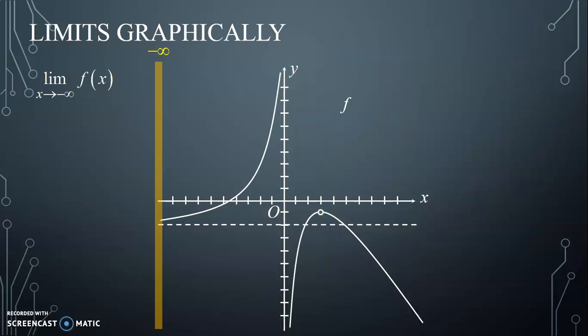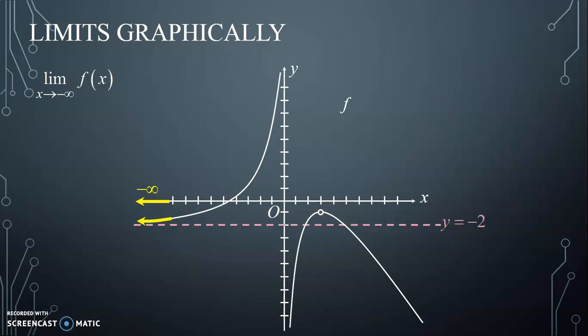Starting with the limit at negative infinity. As x moves towards negative infinity, we can in fact see the curve move infinitely in the same direction, but limited by the line y equals negative 2. So at negative infinity, the function has a y value of negative 2. So we can in fact say that the limit when x is approaching negative infinity of f of x is equal to negative 2.